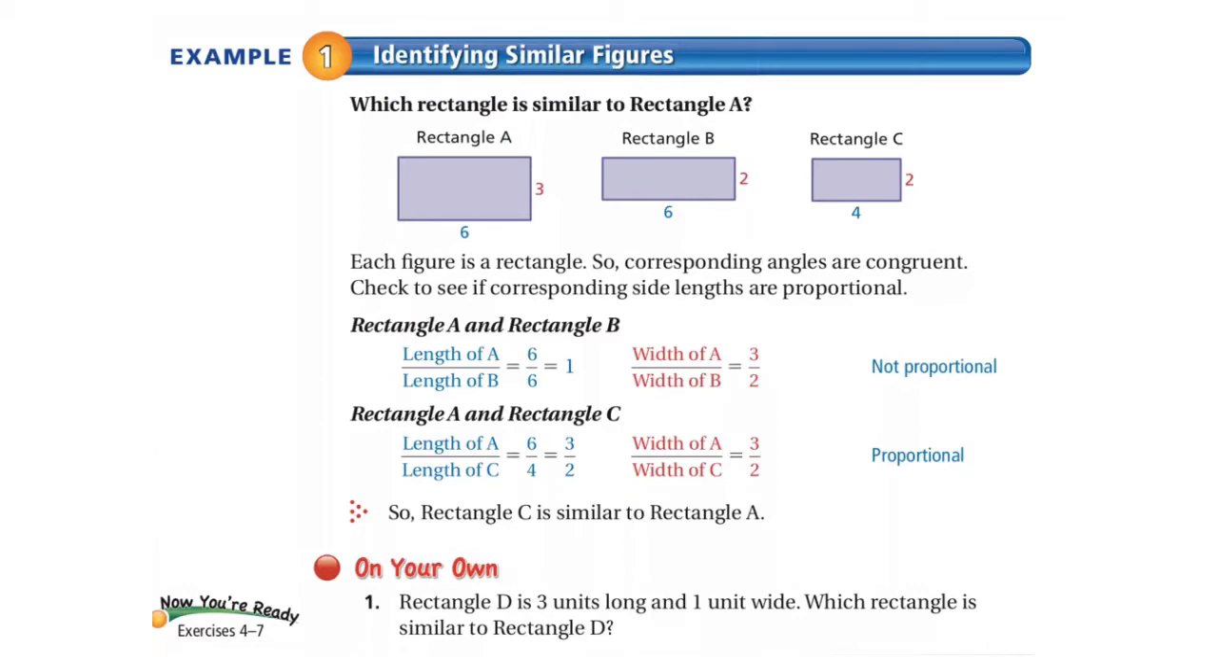Let's try rectangles A and C. The length of A over the length of C, so 6 over 4, which equals 3 over 2. The width of A, which is 3, over the width of C, which is 2, 3 over 2. So the corresponding side lengths are proportional. 3 over 2 equals 3 over 2. So they are proportional, therefore rectangle C is similar to rectangle A.